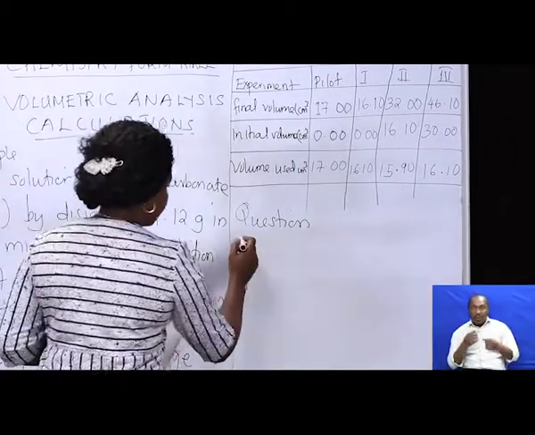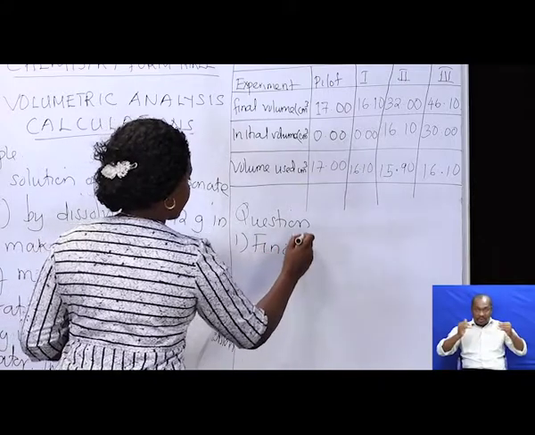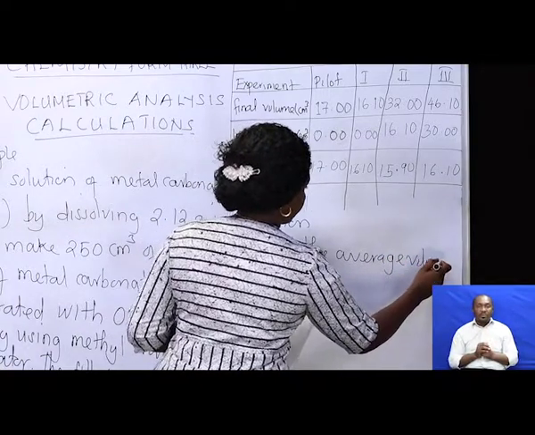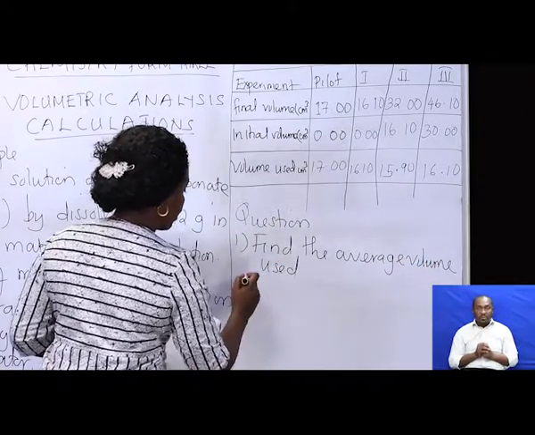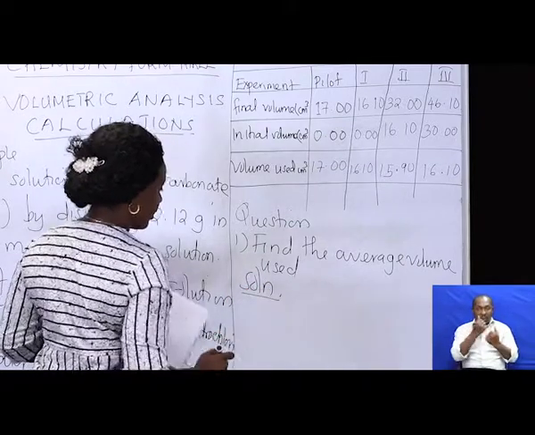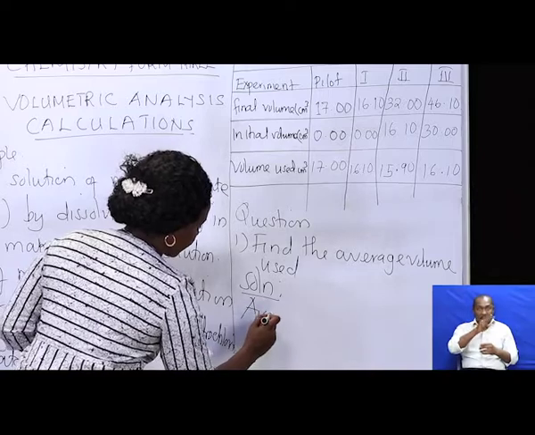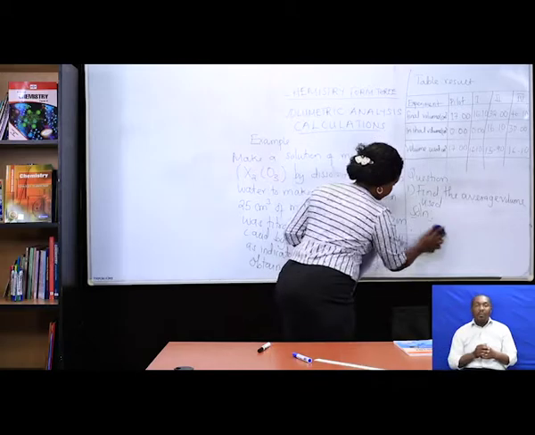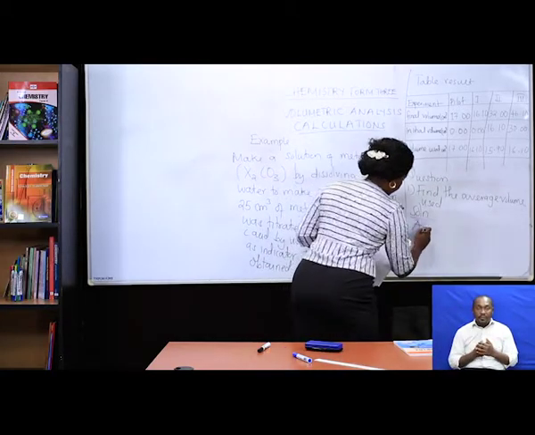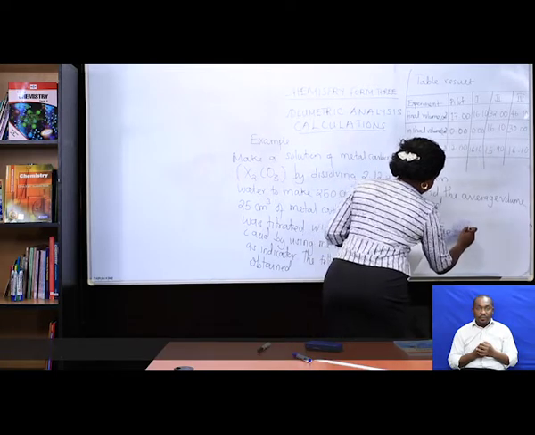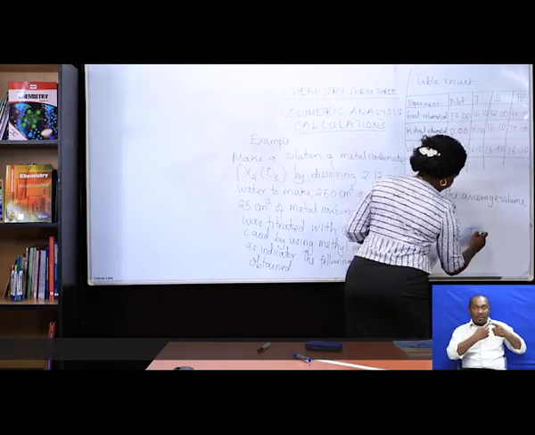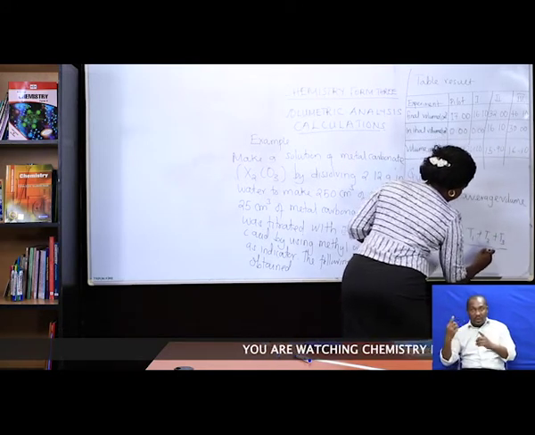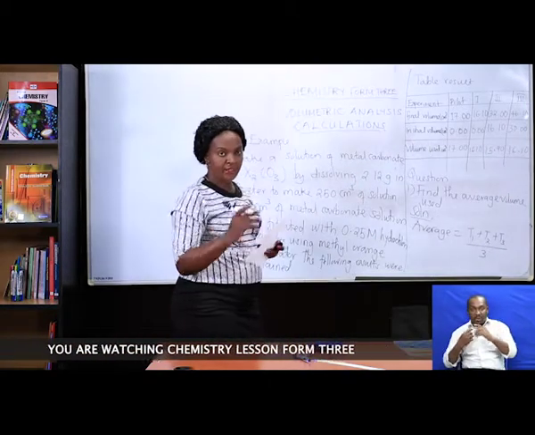Number 1 is asking, find the average volume used. So how do we go about it? Solution. The average volume is obtained by taking the volume used for experiment 1, for experiment 2, and for experiment 3, divided by 3. That is how we calculate the average volume.